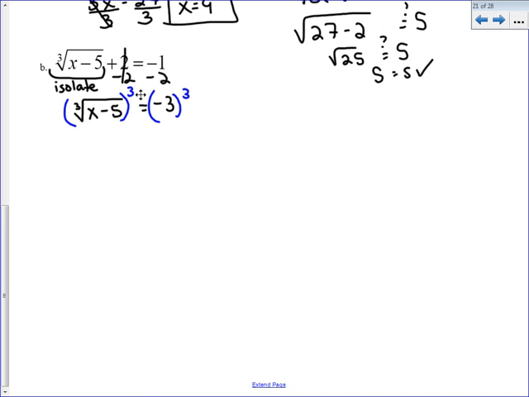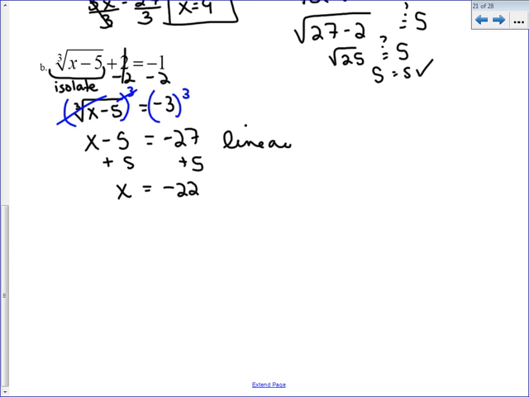Now on the left side, I have a cube root and I have a cubed. They just simply cancel each other out. You're not ever going to end up multiplying anything on your radical side. You're just going to get your radicand back. And then that equals negative 27. What type of equation do we have? Linear. So we can go ahead and solve for x just by adding 5 to both sides. So we have x equals negative 22. Now, since our original problem started with a cube root, we do not necessarily need to check this.